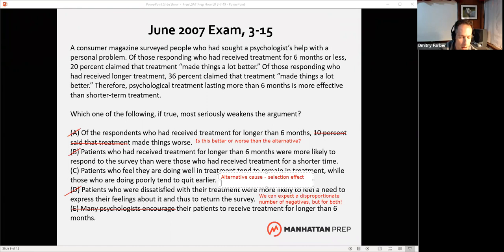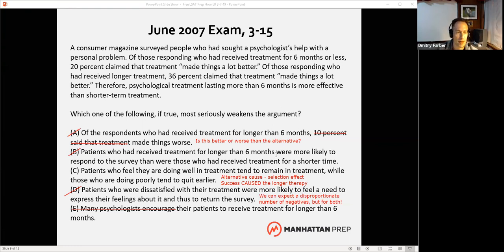It's that success caused the longer therapy, not the other way around. In other words, they did longer therapy because they were succeeding. That doesn't necessarily mean that the succeeding made them do therapy for longer, right? That doing therapy for longer made them succeed.